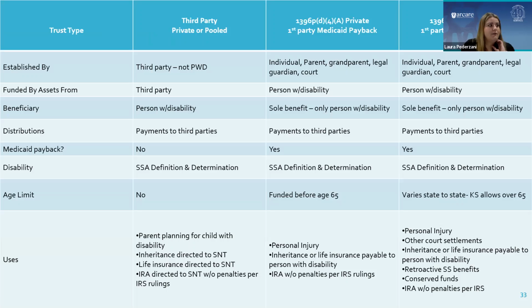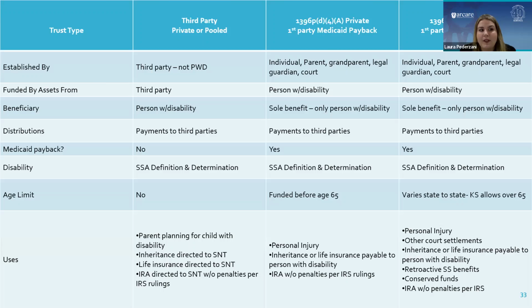So this is a very handy chart that we've put together that compares and contrasts some of these trust options. At the top, we've got the third party, private or pooled, and then we've got the private first party and the pooled first party. As you're reading through this, the third party trust is pretty straightforward. The private and pooled trusts are pretty straightforward as well.